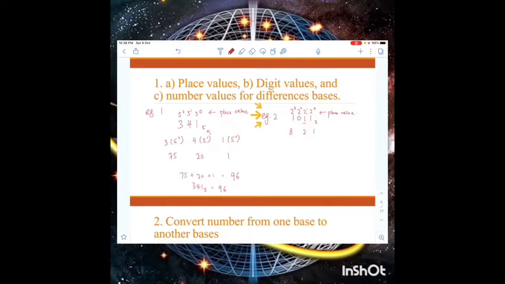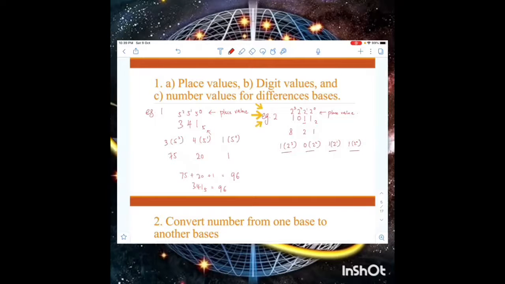Right? To make it easier to understand, the place value is like this. 1 multiplied by 2 to the power of 3. 0 multiplied by 2 to the power of 2. 1 multiplied by 2 to the power of 1. 1 multiplied by 2 to the power of 0. This is the digit value for every digit in the number 1011 base 2.